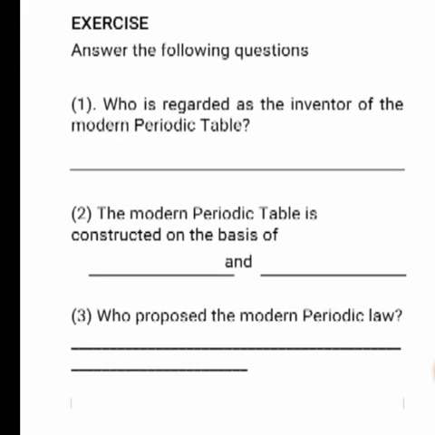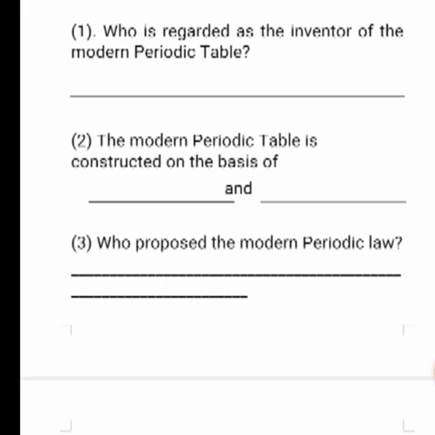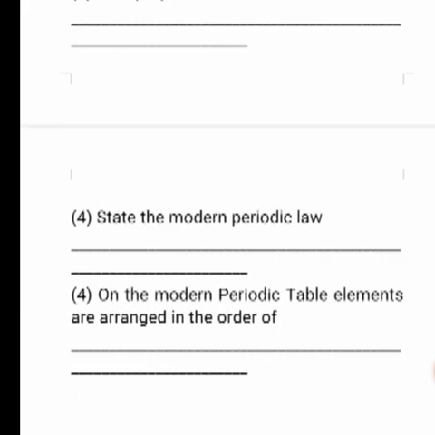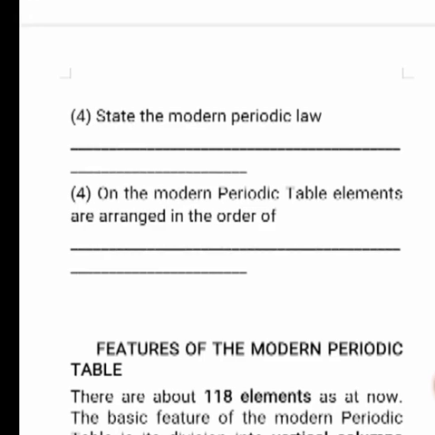Exercise. Answer the following questions. 1. Who is regarded as the inventor of the modern periodic table? 2. The modern periodic table is constructed on the basis of dash and dash. 3. Who proposed the modern periodic law? 4. State the modern periodic law. 5. On the modern periodic table, elements are arranged in the order of dash.